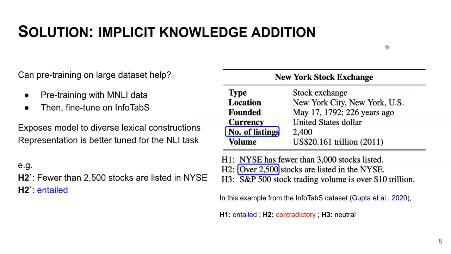We look at pre-training approaches, which is data augmentation. We pre-train with MNLI data, which is a large scale NLI data set, and then fine-tune on the InfoTab data set. We find that doing this exposes the model to diverse lexical constructions, and it also makes it more tuned to the task of natural language inference, because we train on a natural language inference data set. So you can see now the model starts predicting the correct label on the adversarial hypothesis.